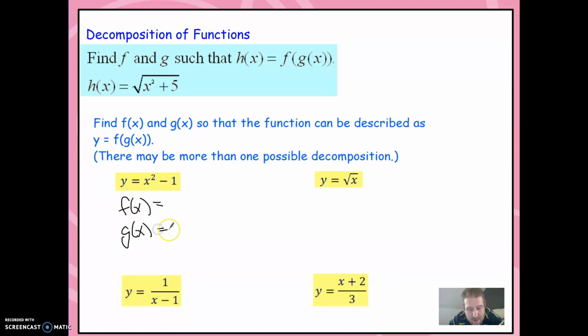It's just kind of logical, honestly. So in this case, keep in mind that it's f of g of x, so g of x is going into the place of x in f of x. If I make f of x, x minus 1, and g of x could be x squared, then if I take x squared and plug it into the x, I get x squared minus 1, which is our end result. Like I said, not the only way to do it.